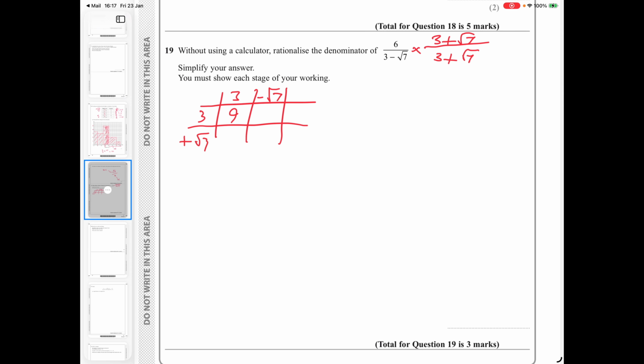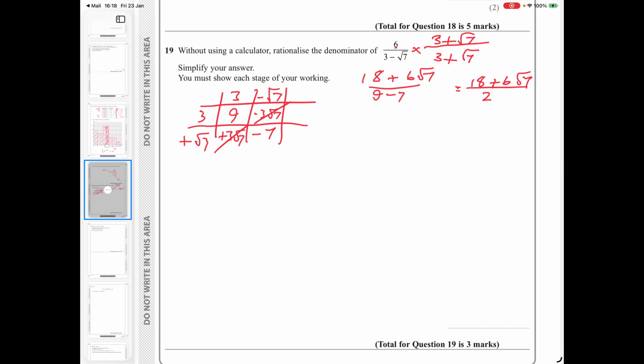So we get 9, and root 7 times root 7 is root 49, but it's minus root 49, so that's minus 7. And then this would be minus 3 root 7 and plus 3 root 7, and that doesn't exist. So on the bottom we're going to get 9 minus 7, which equals 2. On the top, we're going to get 6 times 3, which is 18, plus 6 times root 7, which is 6 root 7. So the answer is 18 plus 6 root 7.